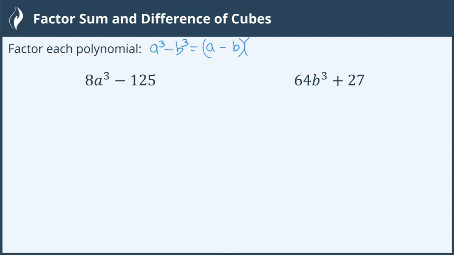And now we're going to have the square of the first term, so a squared. And then we're going to use the opposite symbol that's in our original equation. So the opposite symbol will be plus. And then the next term is a combination of the cube root of a and the cube root of b times each other. So a times b. And then we would put a plus sign here, and we would take the square of the cube root of b. So it would be b squared.